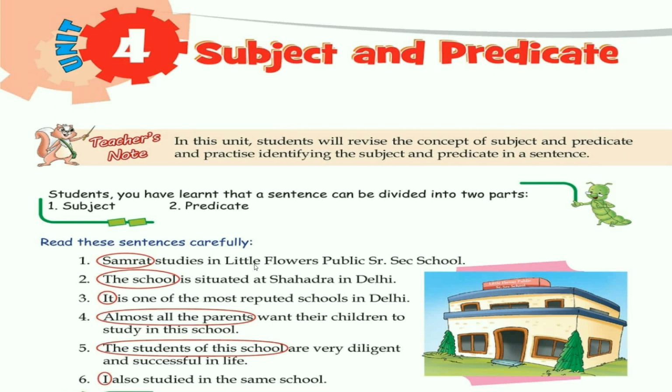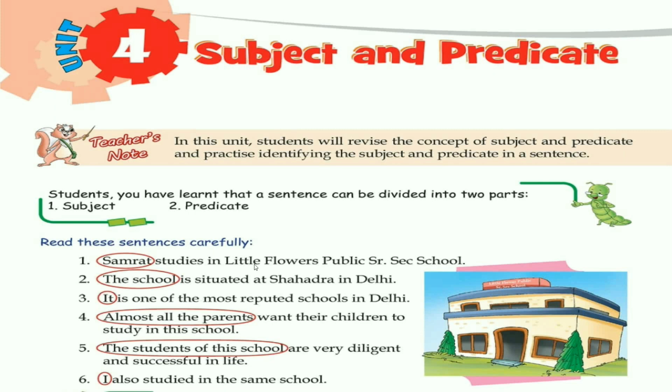In the same way, in the third sentence, it is one of the most reputed schools in Delhi. So whom are we talking about? It. It is a pronoun. So children, subject can be a noun or a pronoun both. Okay. And the rest of the sentence is predicate. In the fourth sentence, almost all the parents want their children to study in this school. So who are we talking about here? Almost all the parents. So it is the subject and the rest of the things will be predicate.